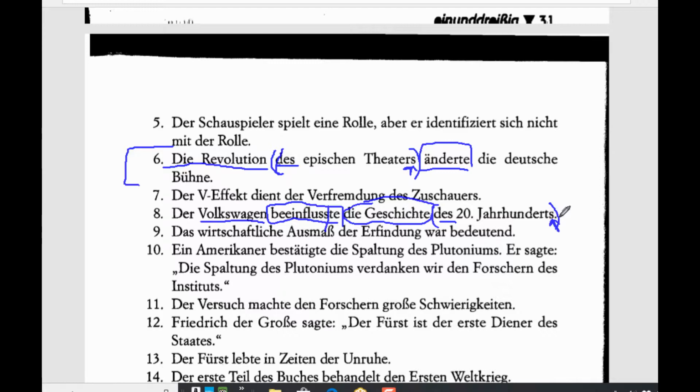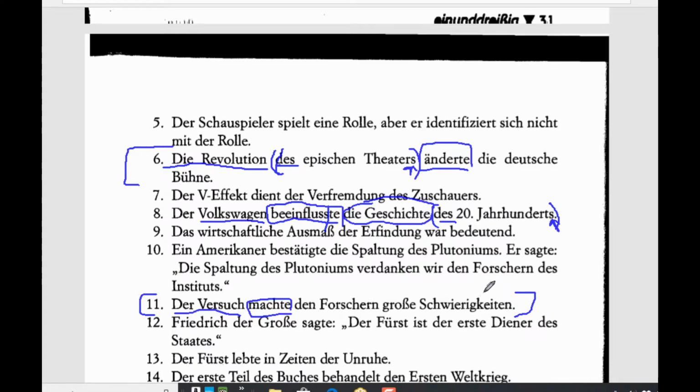Good. Great. Let's do number 11, and then we'll skip over to the next thing. Let's read this. Der Versuch machte den Forschern große Schwierigkeiten. Everybody? Der Versuch machte den Forschern große Schwierigkeiten. Where's the verb? In this one, it is machte. Subject is? Der Versuch. Good. The trial, or the experiment. And then where's the direct object?